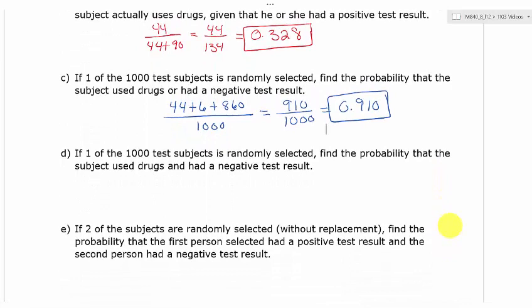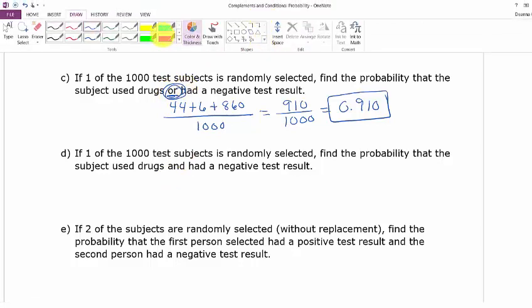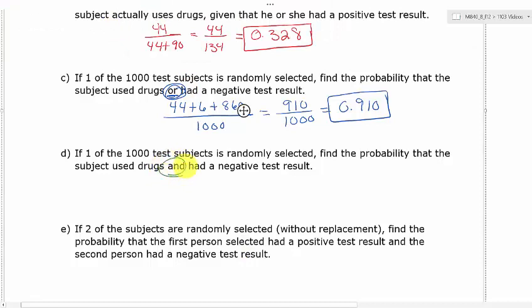In example D, if one of the 1,000 test subjects is randomly selected, find the probability that the subject used drugs and had a negative test result. So now this time it's the word and. For the previous one it was or: one or the other, or both. For and, it means that they both have to be happening at the same time. So that's the difference between or and and.